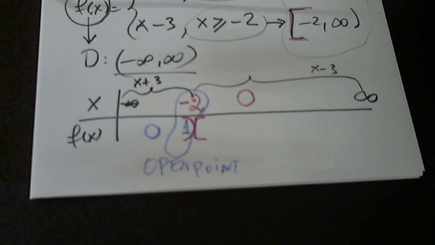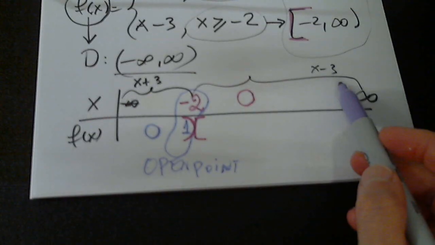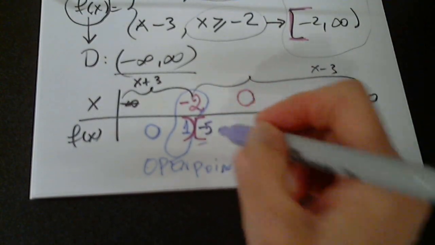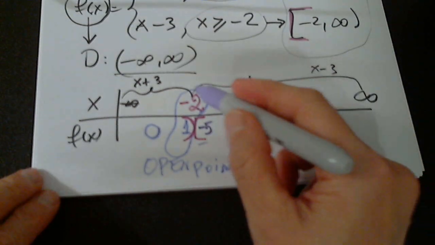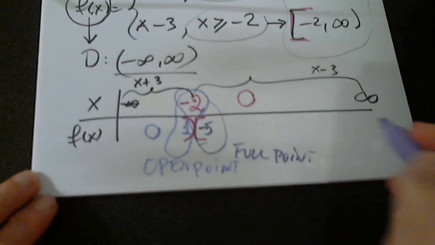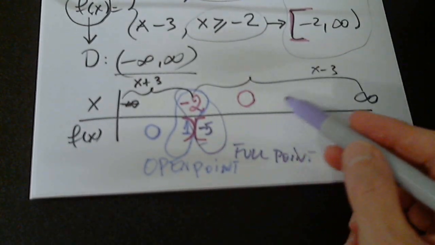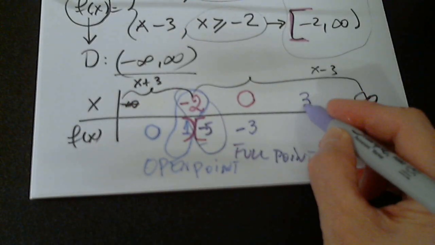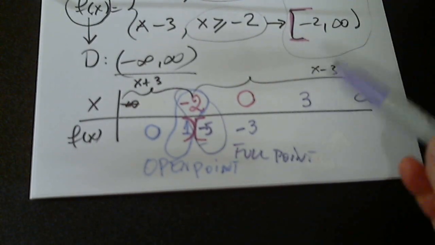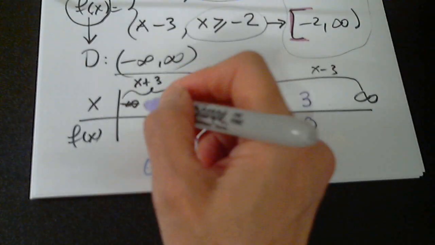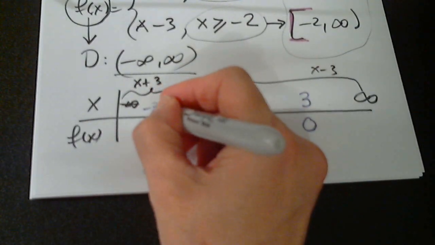Now on the other side, I have -2. I'm allowed to plug in -2. -2 minus 3 is -5, and I write it inside the bracket. And I make myself a note, full point. I will plug in 0, I get -3. And of course, I will also plug in 3 because I know 3 minus 3 is 0. So this was -3 here.